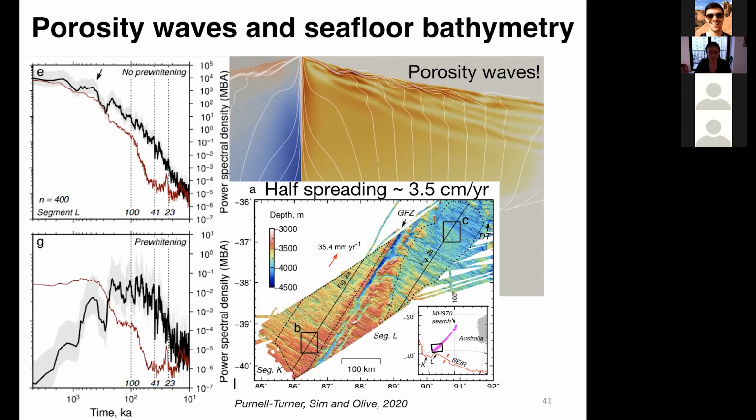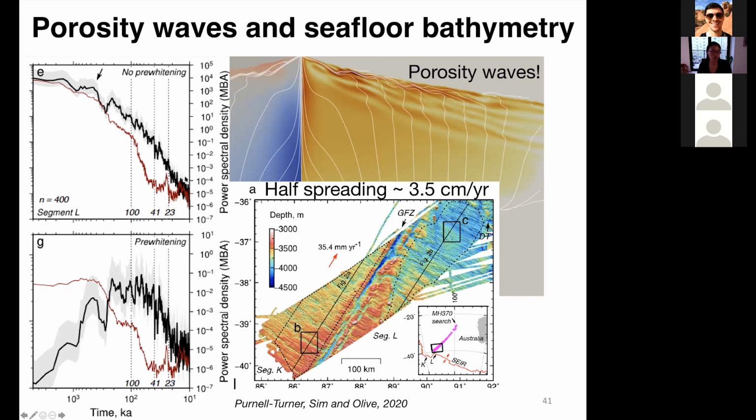We are using the data from the Malaysian Airlines 370 search off the coast of Australia, which is situated close to the Southeast Indian Ridge. So we were able to get the data from the search, split them into lines, and look at the spectral data.